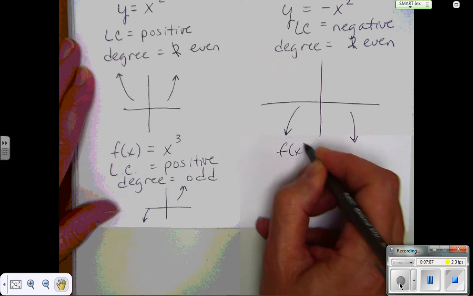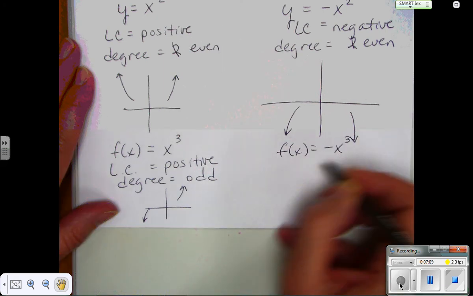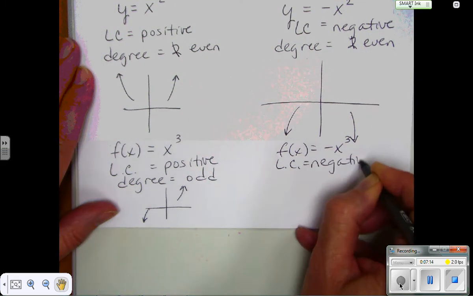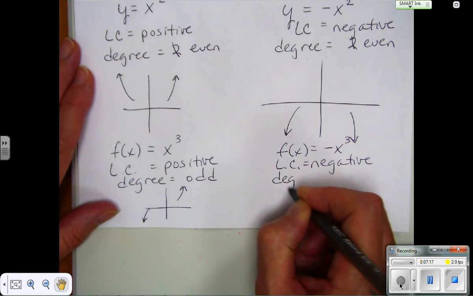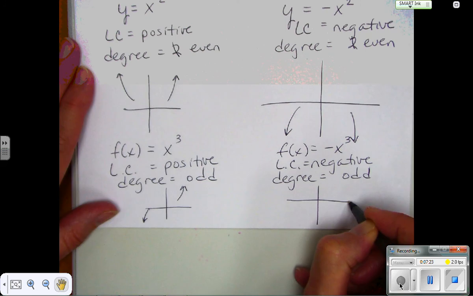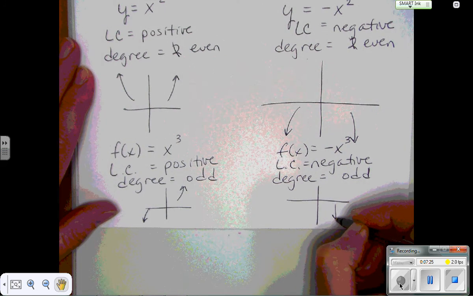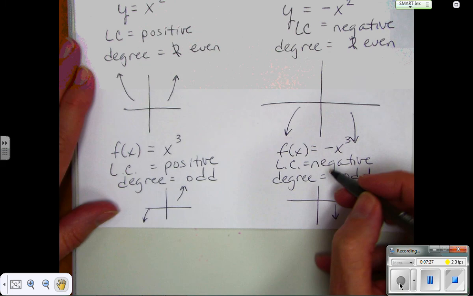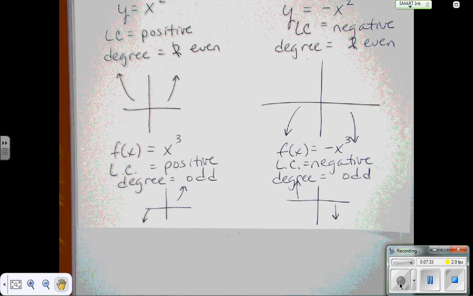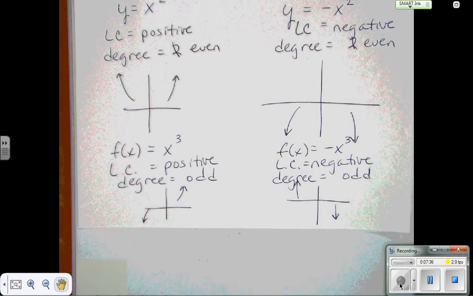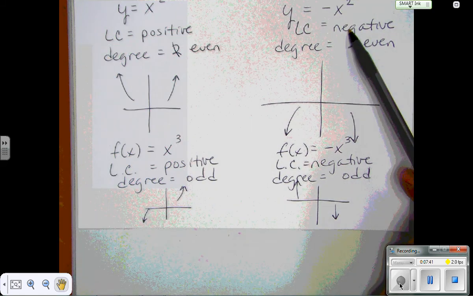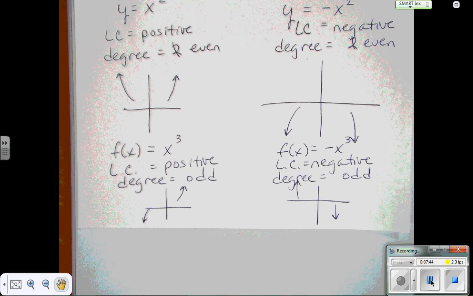Okay, f of x equals negative x to the third. Leading coefficient is negative. Degree is odd again. So since the leading coefficient is negative, the right side is going to go down. Since the degree is odd, the left side is going to go the opposite direction, which is up. That's the way that the graphs always do. It depends on what their degree is and what the leading coefficient is. So let's do a couple of examples describing end behavior.